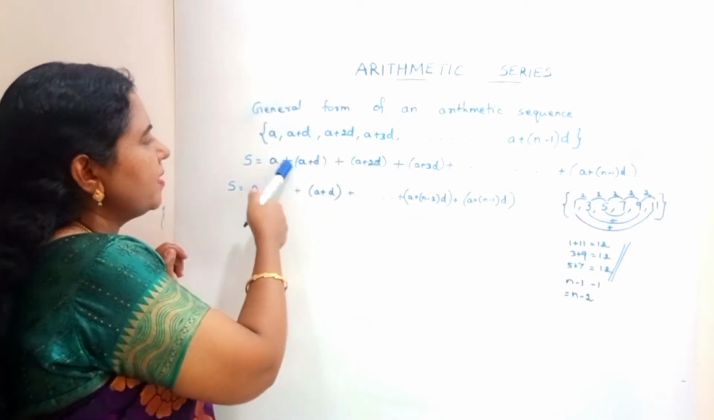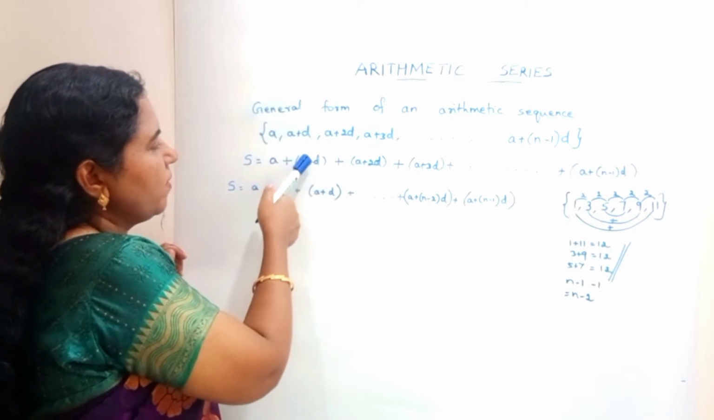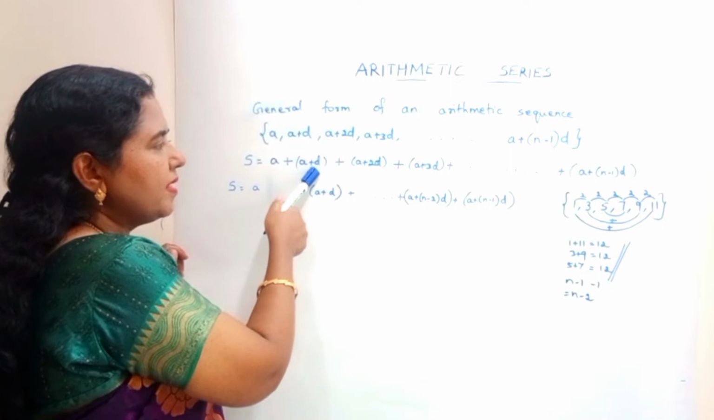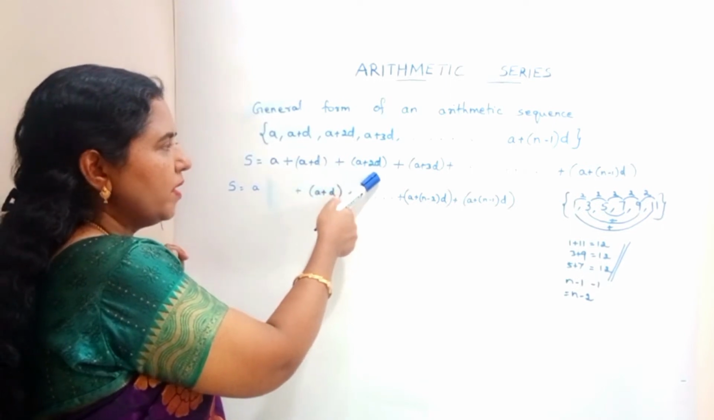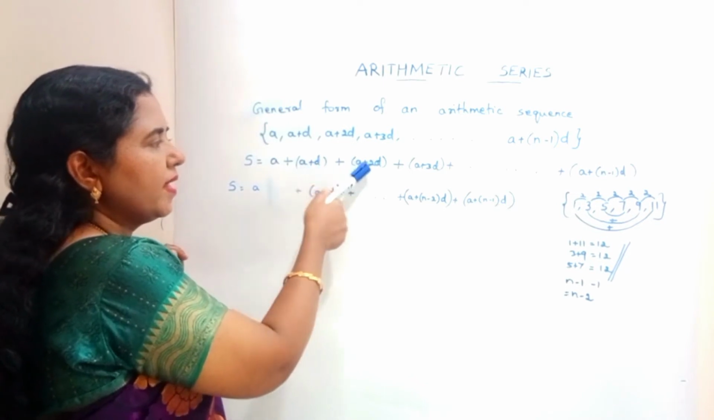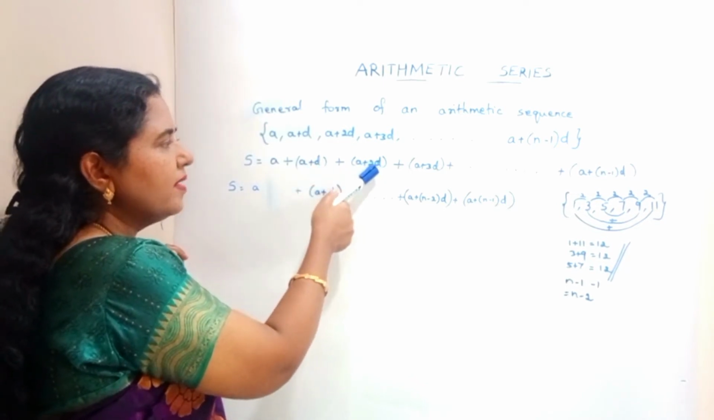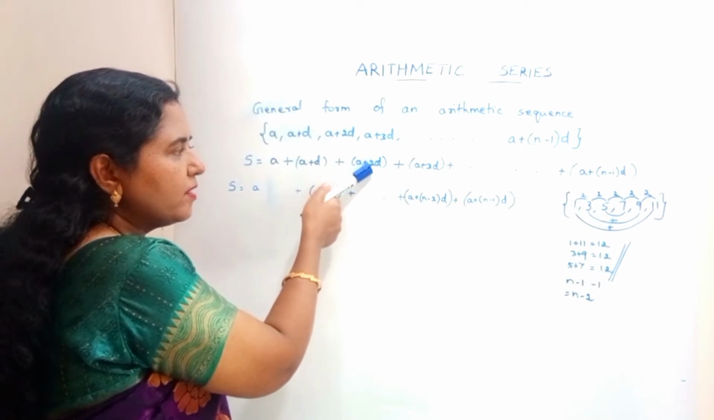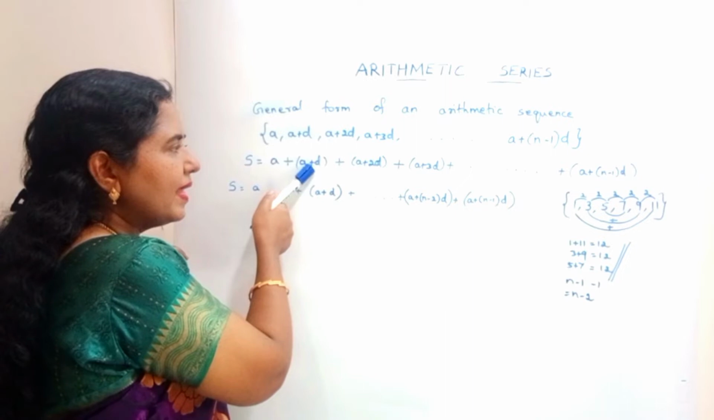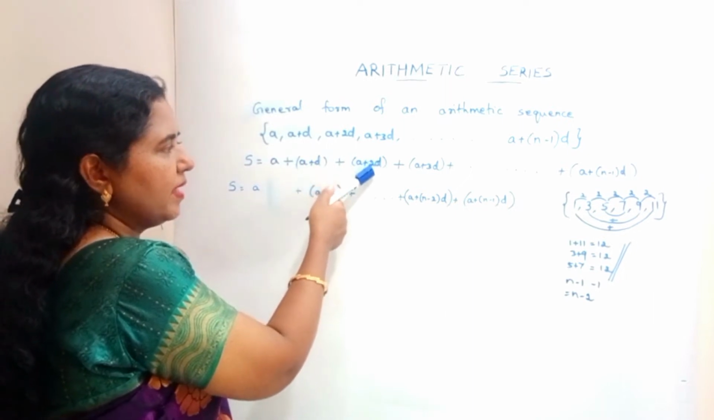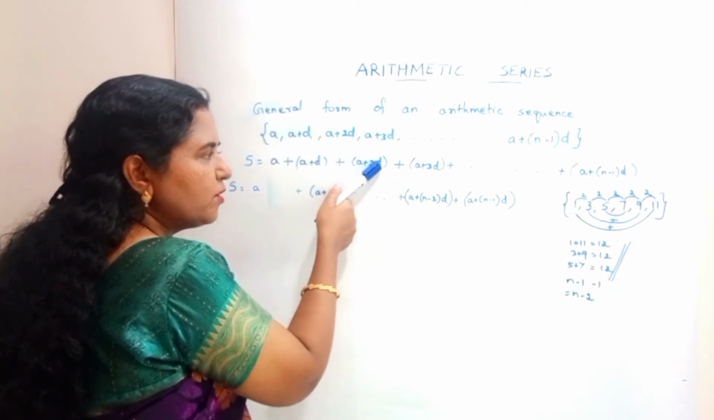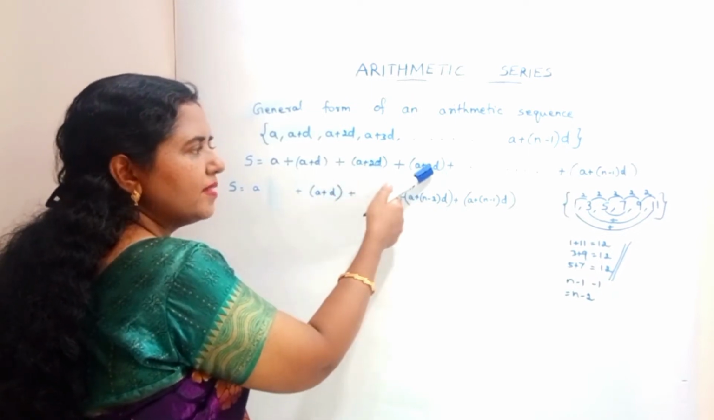So just consider any two terms for example. Now let us consider this second term and this third term. Here it is a plus d and here it is a plus 2d. So here we are having a in both the cases. Here it is d and here it is 2d. It means that here the coefficient of d is 2, here the coefficient of d is 1. That is 1 less than the coefficient of this d. Similarly, here it is 2d, here it is 3d. So the coefficient of d, here it is 1 less than this coefficient.